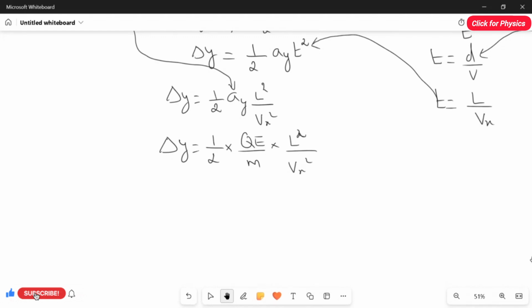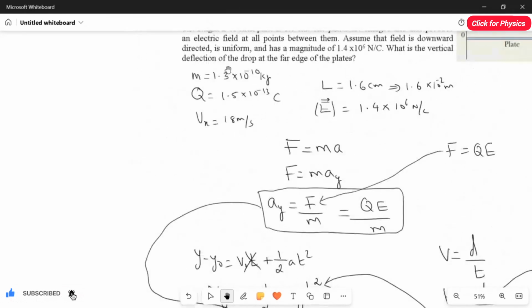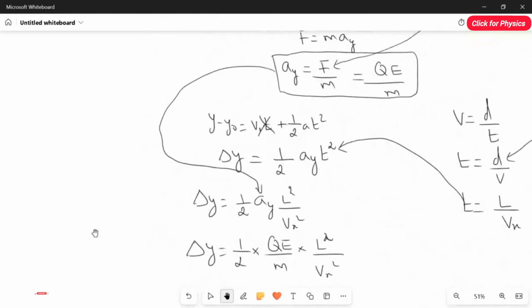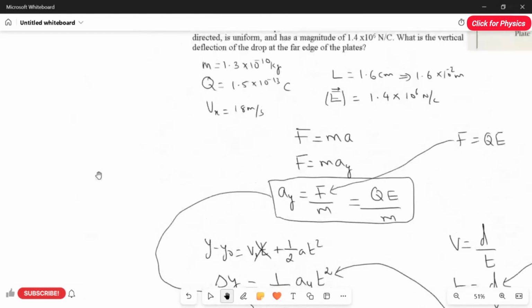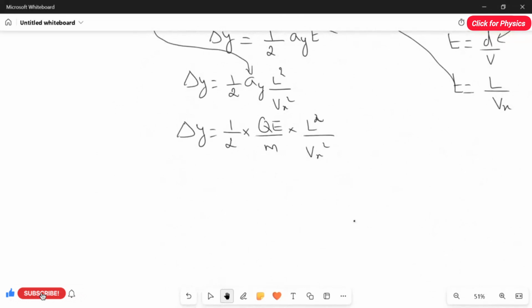So we have all the terms in our hand. Let's see the given first. Now we have to substitute one by one. What is the value of q here? Q value is 1.5 and e value is 1.4, right? And then the L value is 1.6. The mass of the charge here is 1.3 multiplied 10 power minus 10, and the speed here is nothing but 18 meters per second. So I have to substitute the values.